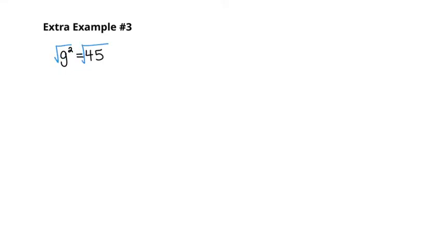And remember, the reason we're taking the square root is because we want to undo the square, and it's asking us what number times itself is that number. So on the left side here, we're asking, what number in g squared is being multiplied by itself? Well, that's g. So the square root of g squared is just g. Then on the other side, we need to take the square root of 45.